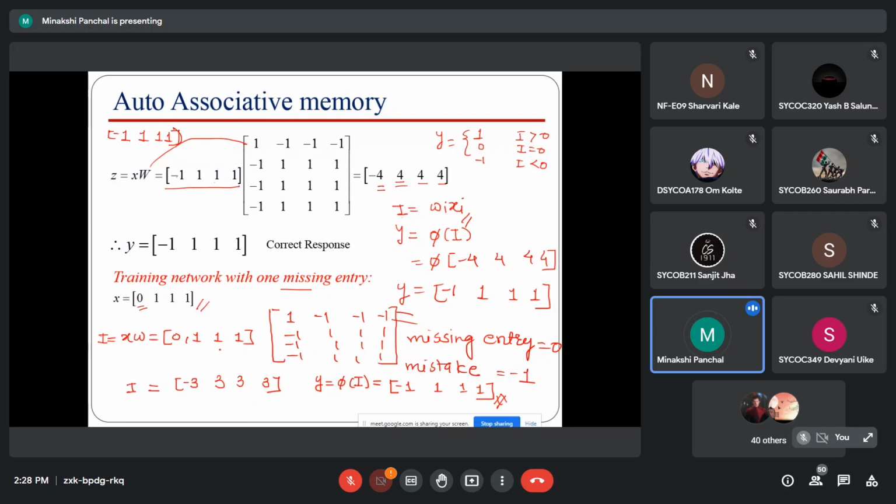And now, if I am making some mistake, then also the network is capable of retrieving the original data. Even though there is a mistake in the input when I am giving it, with one mistake, the data is trained already with this weight matrix.